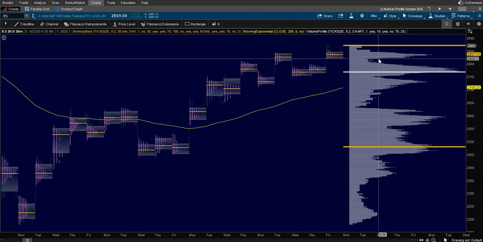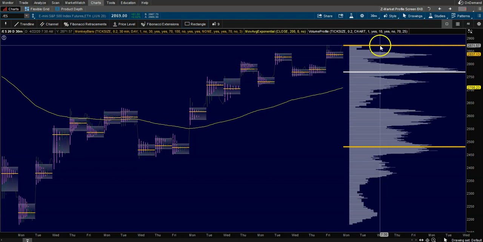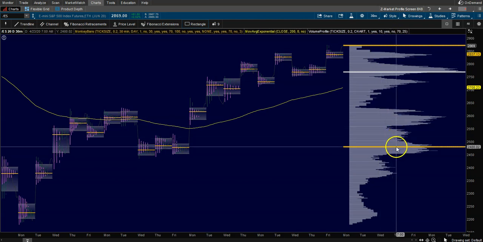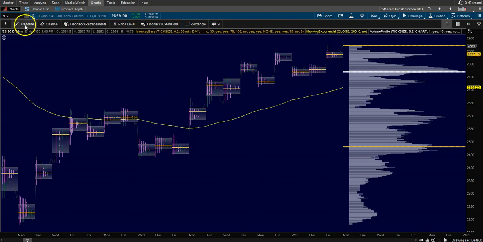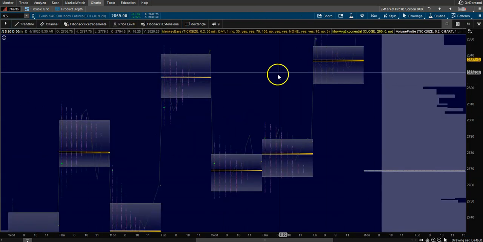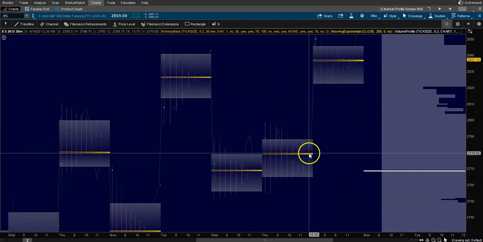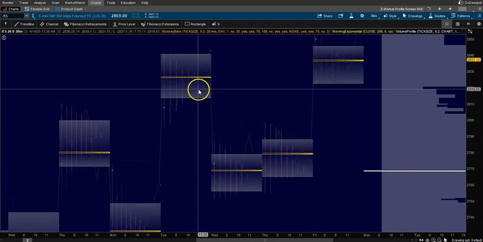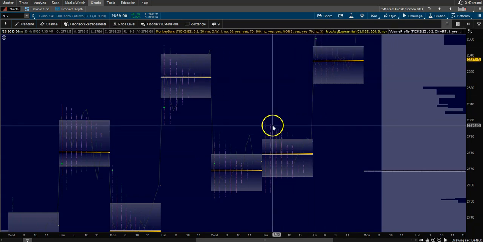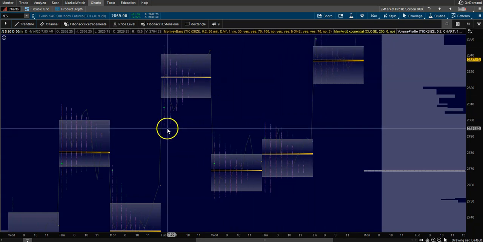Same with market profile. Just try and look at it from a bigger picture: value area high, value area low, the point of control. Over here, what we have are the points of control, and then the value area high and low for each day. And then you can also see where the single prints are.